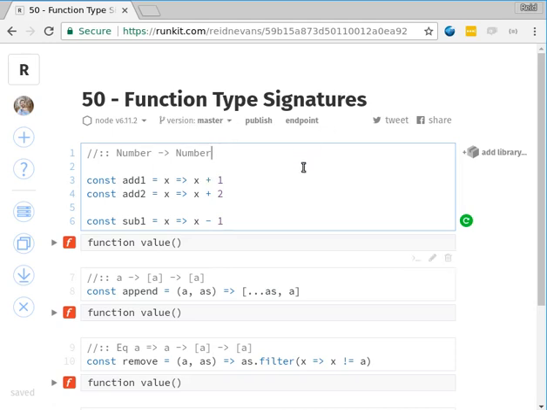So function type signatures. If we had a function type signature that said, give me a number, and I'll return a number, how many different things could we do with that? Well, we could add one. We could add two. Could subtract one. There's an infinite number of functions that would satisfy this function signature, because for every number you gave me, I could just add one to it. And since numbers are an infinite set, I could continue to always provide at least one more.